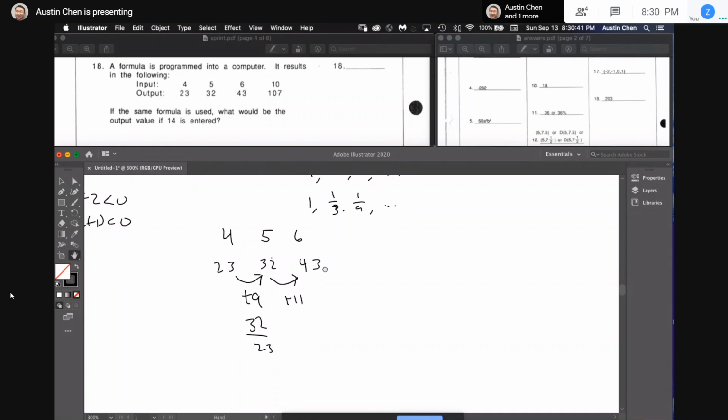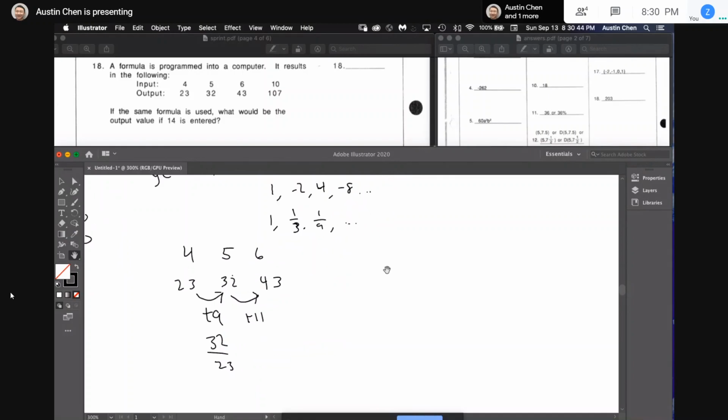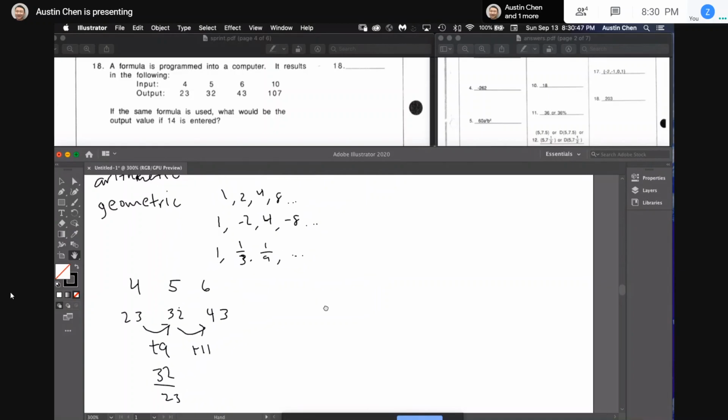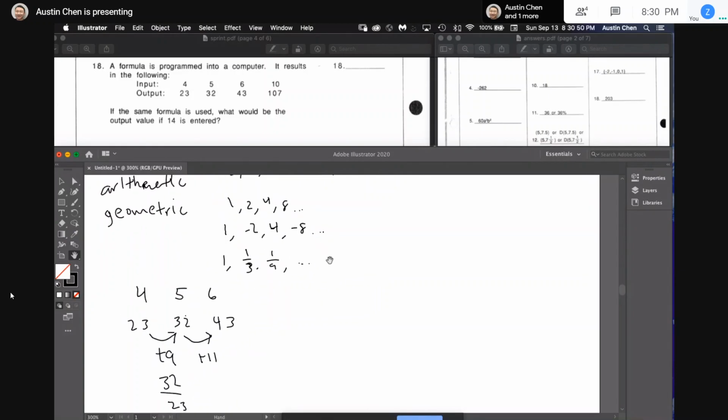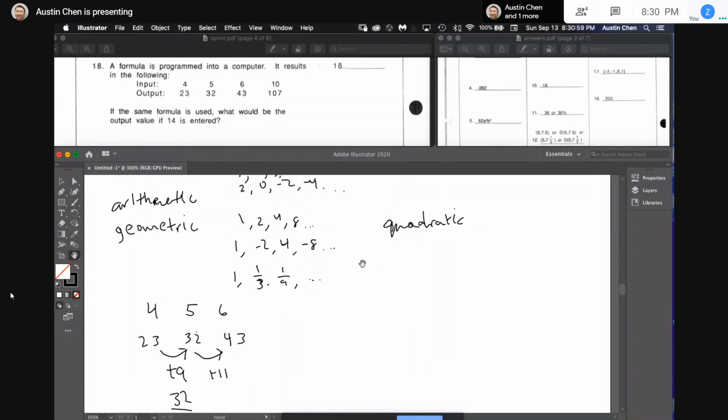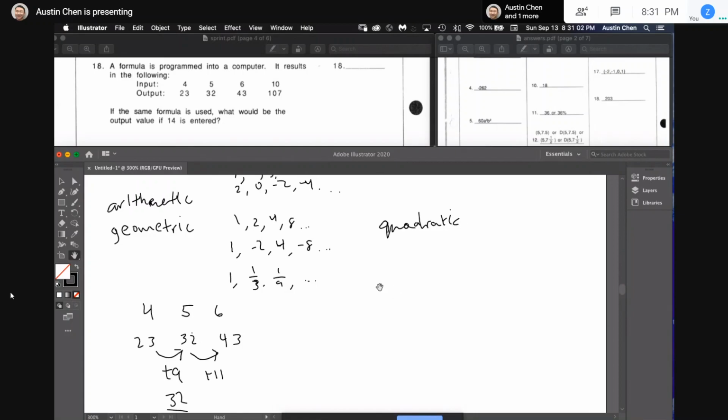So now I guess we should explain more types of sequences. There are quadratic sequences, and a quadratic sequence is like an arithmetic sequence, but the constant that you're adding also changes by a constant every term. So a quadratic sequence could be like 1, 2, 4, 8, and so on. No, not 8. 1, 2, 7. My bad.